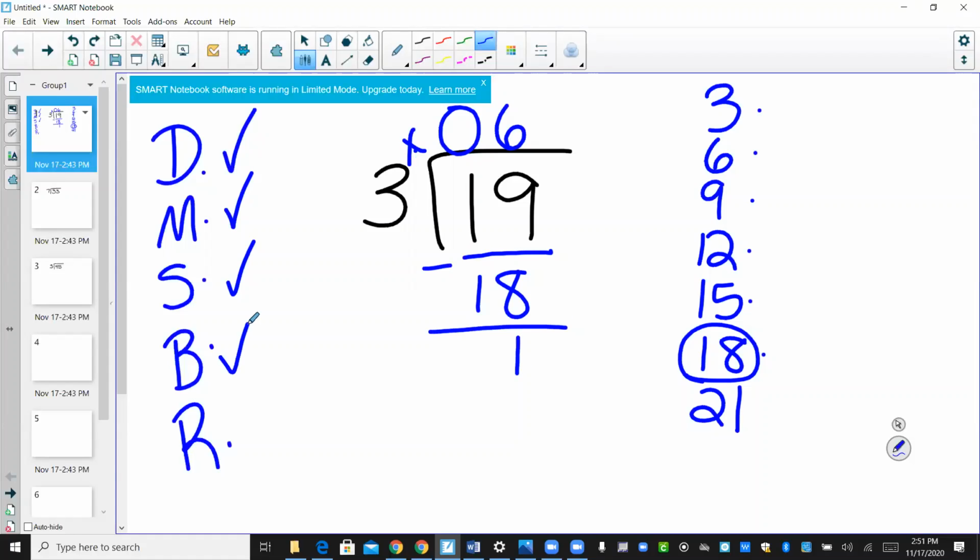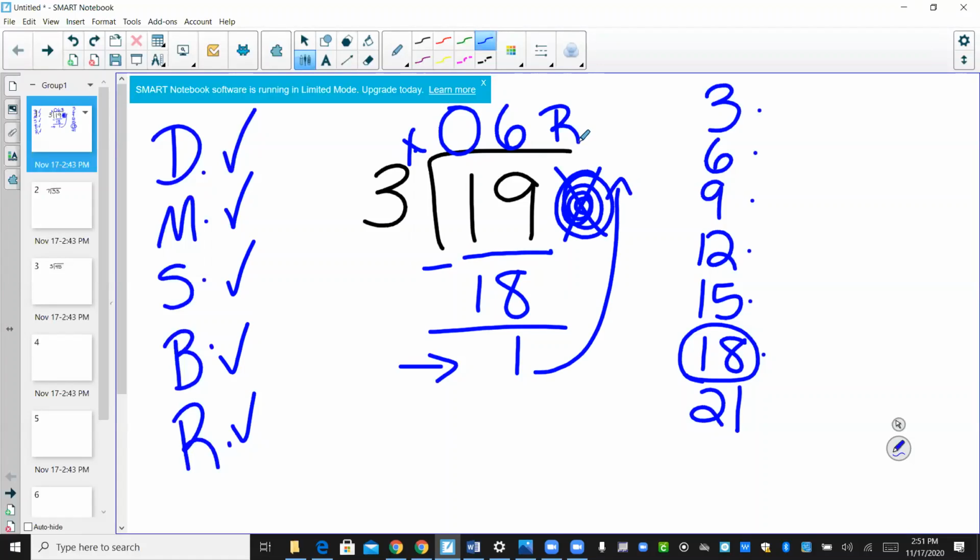We're going to brother, ask ourselves if there's anything to bring down. Well, there's no value over here. There's nothing over here next to the ones place, so there's nothing to bring down. Is there a remainder? Well, after we subtracted, there was something left over that did not fit into an equal group. So yes, we do have 6 with a remainder of 1.